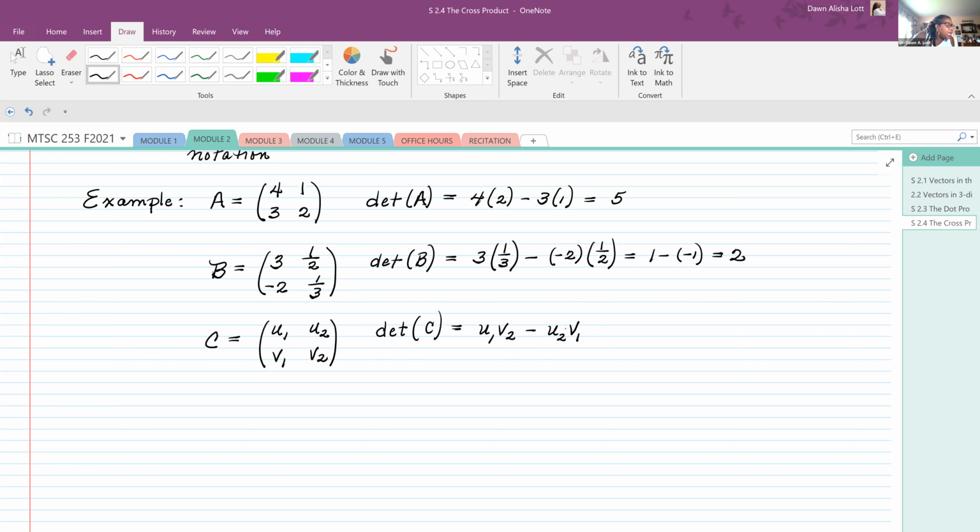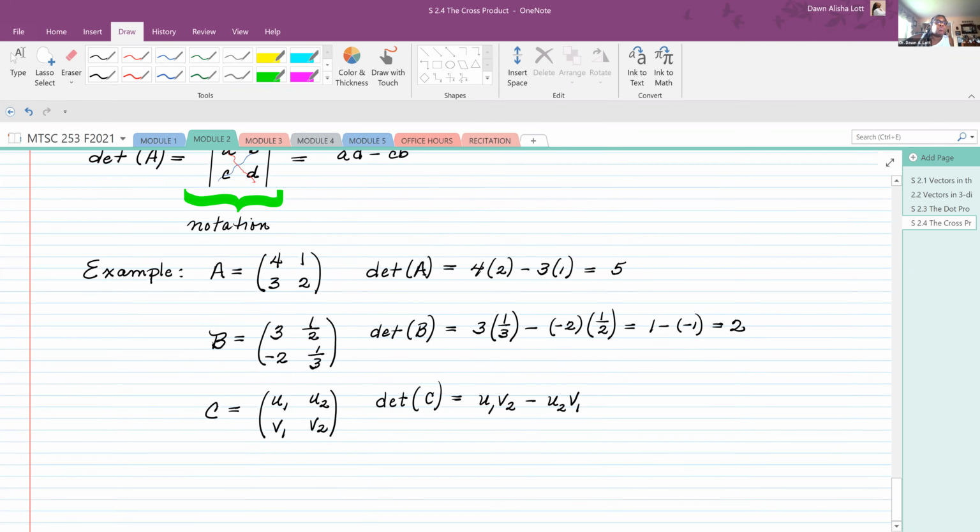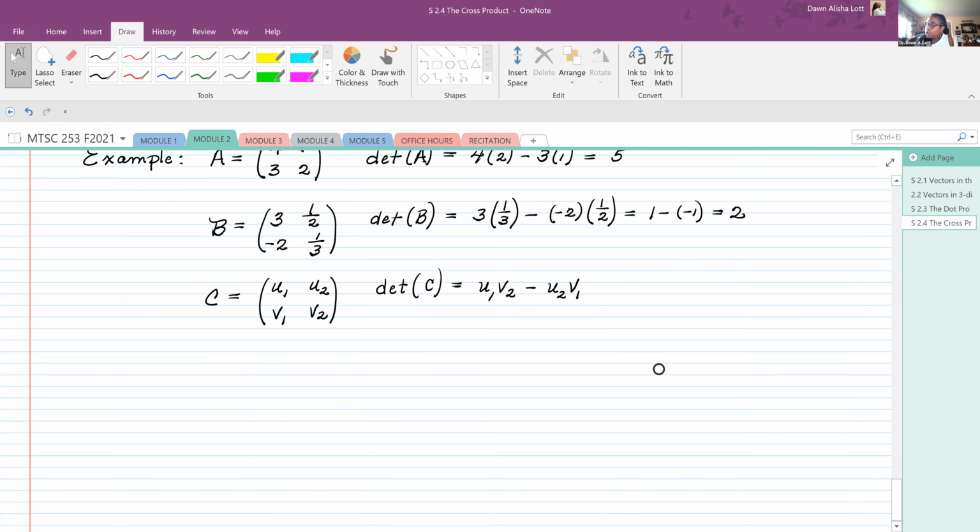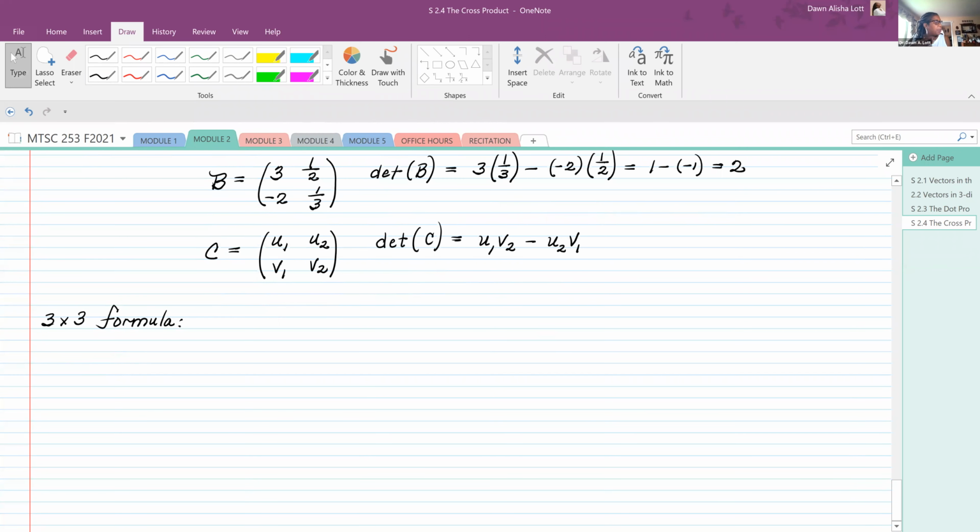Okay, so now I want to take the determinant of a 3 by 3. So do you understand the 2 by 2 formula? Yes. Okay. Because the 3 by 3 formula is more difficult. So for the 3 by 3 formula, I'm just going to start off with the determinant.